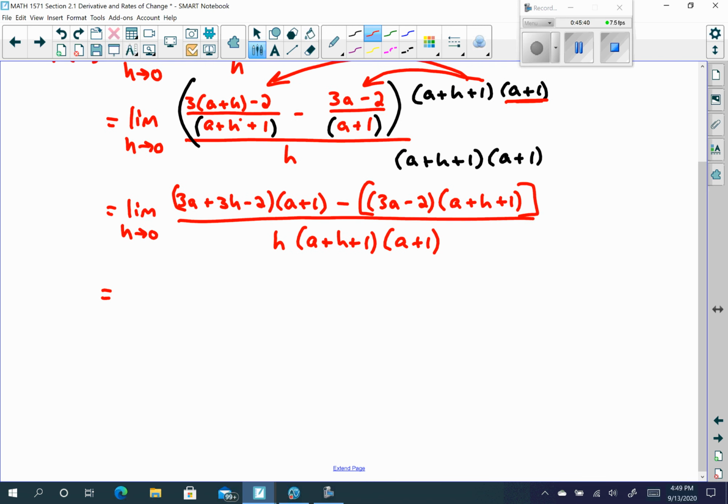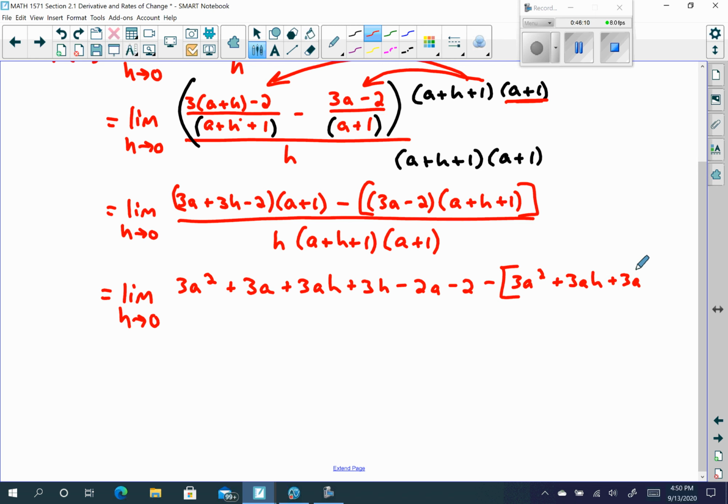So now we have to carefully go through and distribute the limit as h approaches 0. Here I'll have 3a times a, so I'm going to get 3a squared. 3a times 1 is plus 3a. Then I'll get plus 3ah, multiplying 3h by a, and then plus 3h times 1. Then I'll start with the 2, minus 2a minus 2. And I still have to multiply these two quantities. So 3a times a is 3a squared. 3a times h is plus 3ah, and then plus 3a. And then we'll get, squeeze this in here, minus 2a minus 2h minus 2. All of this over h.